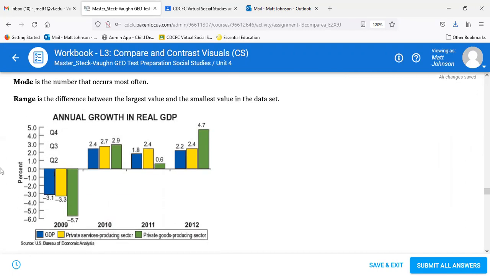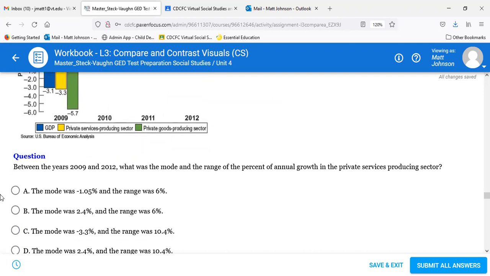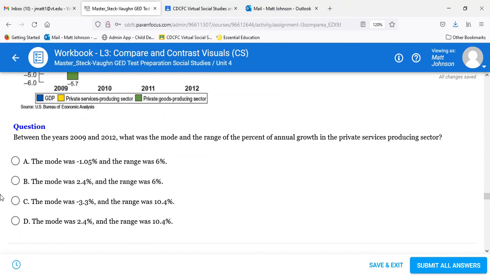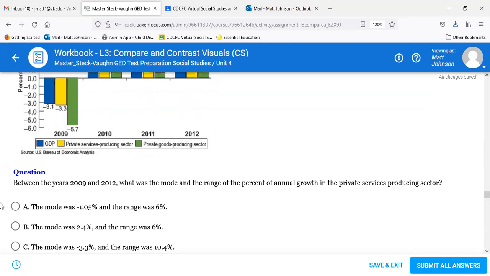Okay, so by quarter there, quarter one, two, and three. All right, so looking here, actually, let's go with Grace. How about reading number nine? Okay. Between the years 2009 and 2012, what was the mode and the range of the percent of annual growth in the private service producing sector? Mode.